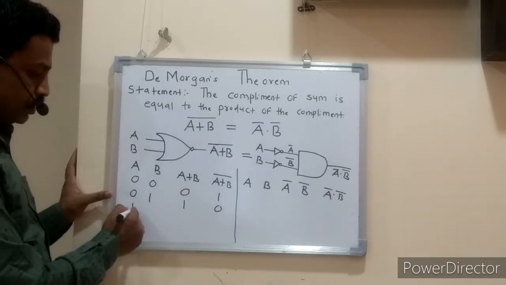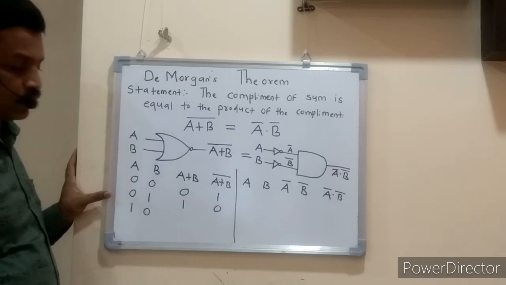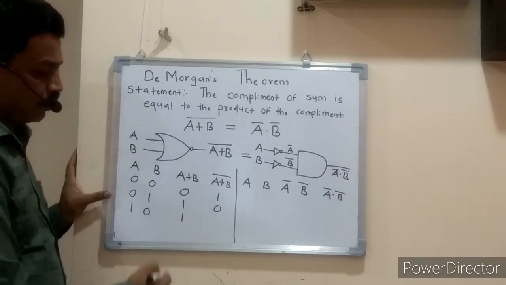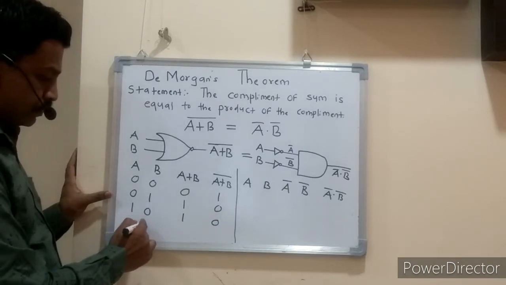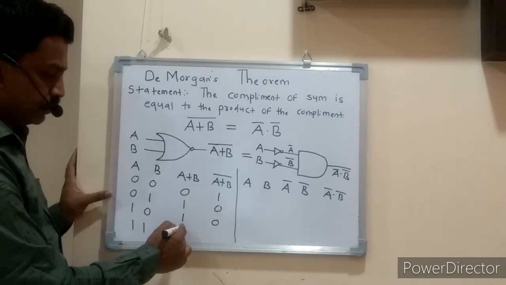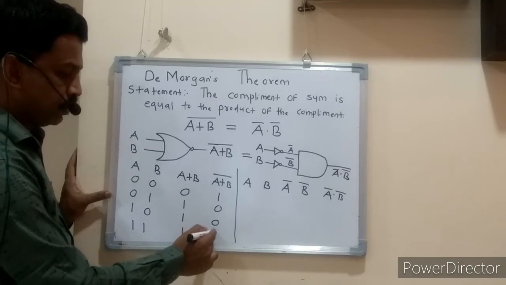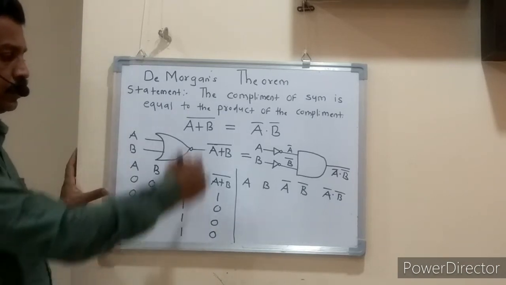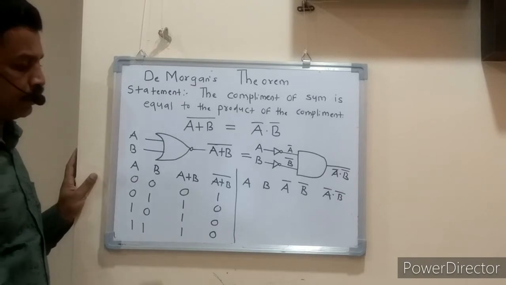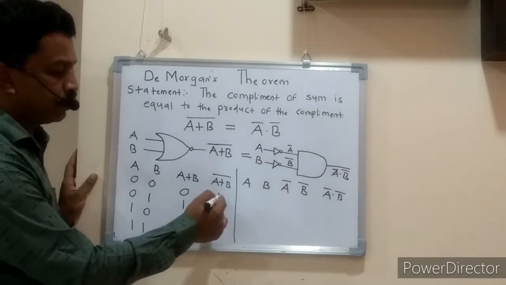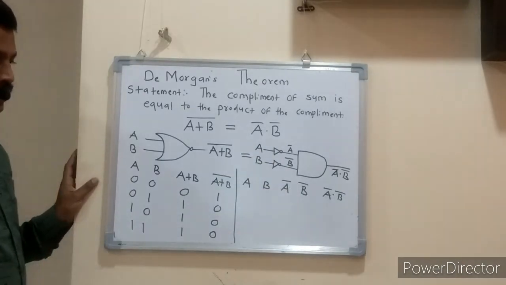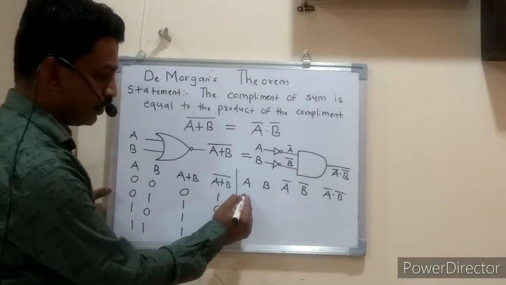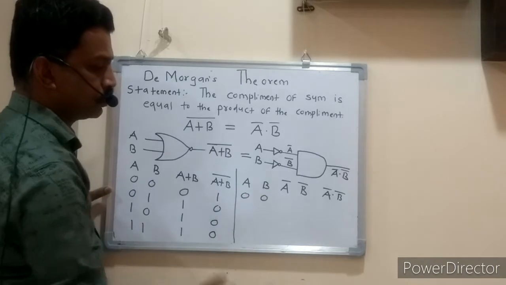Next one 1 0, 1 plus 0 is again 1, complement of 1 is again 0. 1 1, 1 plus 1 is 1, complement of 1 is 0. So in this way here we will get the truth table where (a plus b) complement is 1 0 0 0. Now towards the right side, here we say that a equals 0, b equals 0.